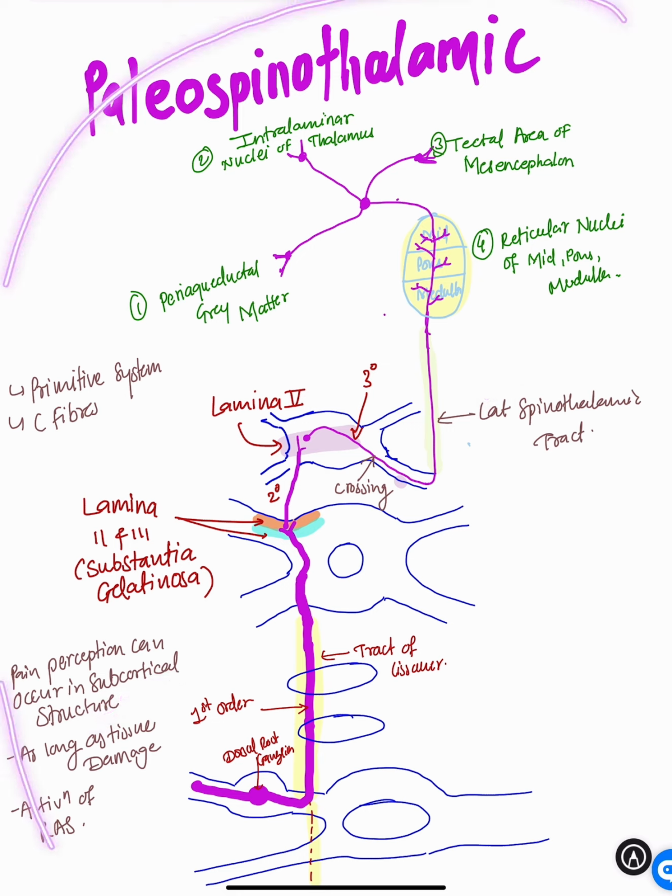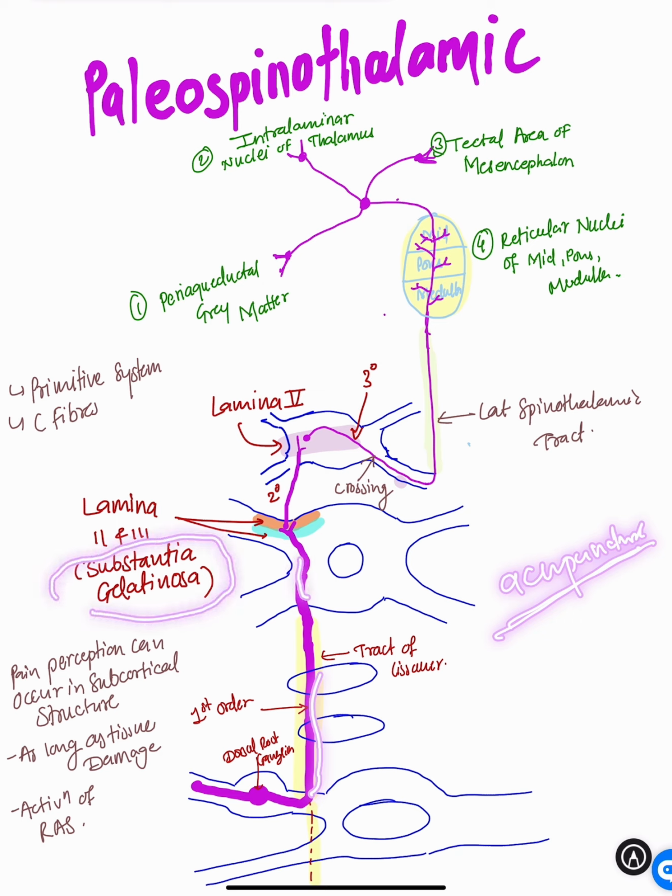So this was all about the slow pain pathway, and both fast pain and slow pain are inhibited by analgesic drugs or acupuncture. And acupuncture is an important aspect in the slow pain pathway. In acupuncture, what happens is that there is a blockage of pain at the substantia gelatinosa. Okay, blocking of pain occurs at the substantia gelatinosa gate pathway level. So that was all about the paleospinothalamic pathway. Thank you.